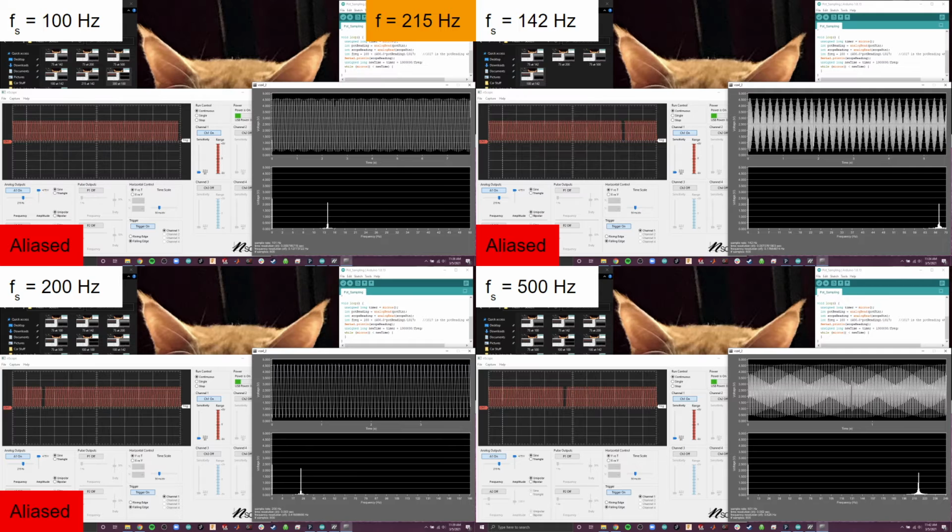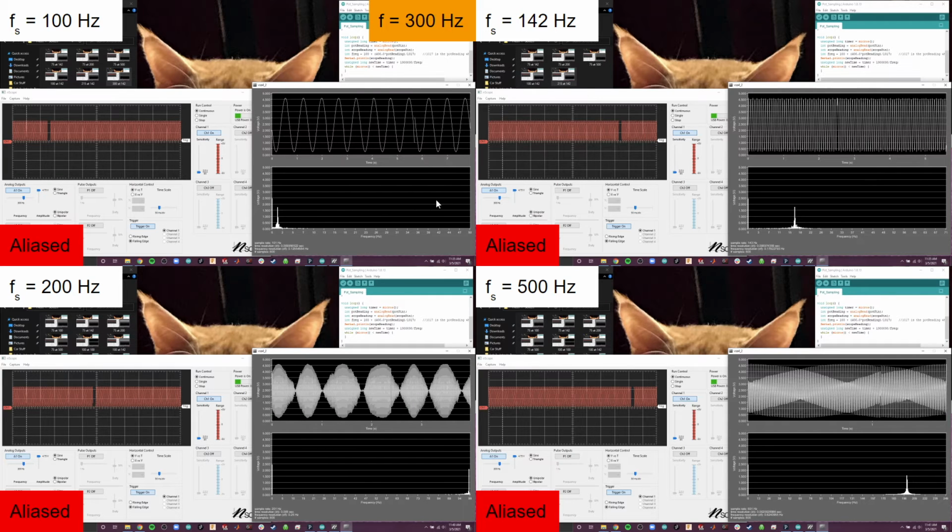Now at 215 hertz, we have aliasing on 100 hertz, 142, and 200. The 100 hertz gives us a reading around like 14. 142 hertz has a reading around like 68. And then 200 hertz gives us a reading around like 24. And the 500 hertz has a reading at 215, which is what we expect.